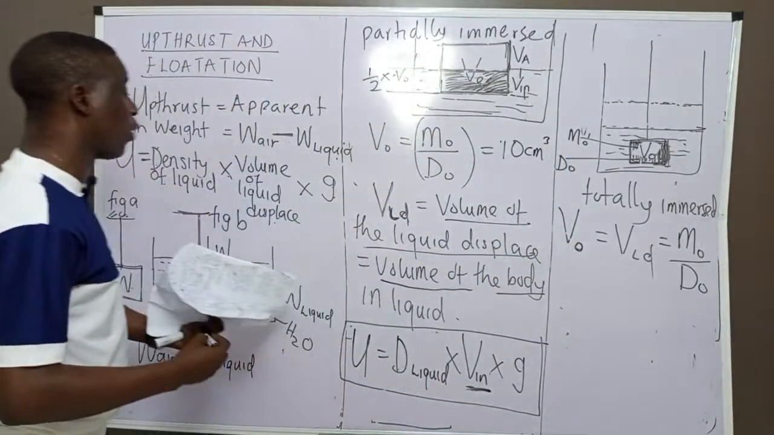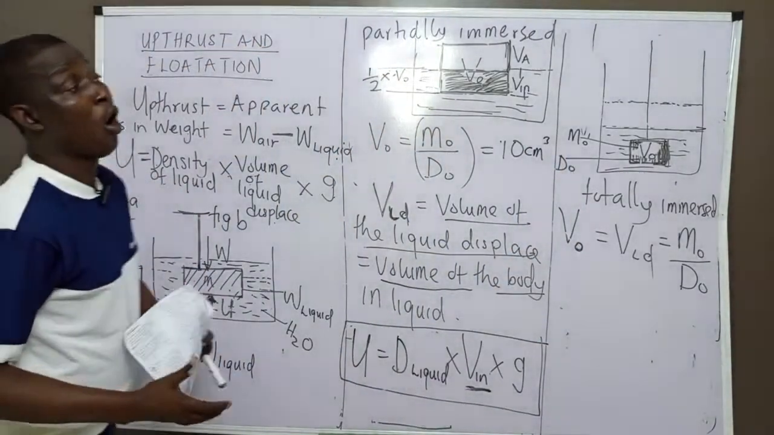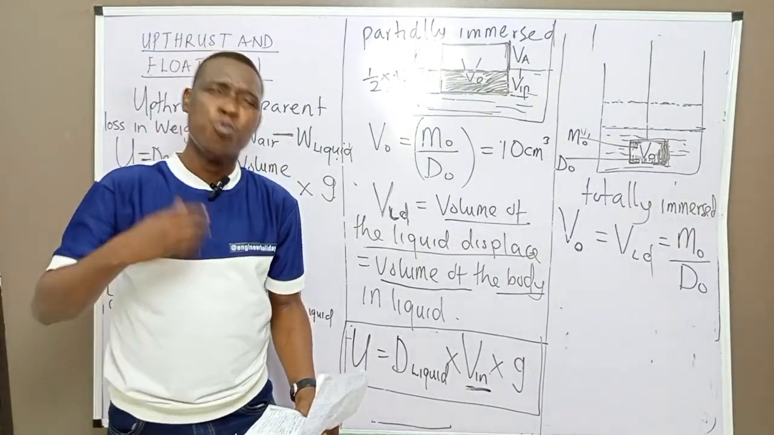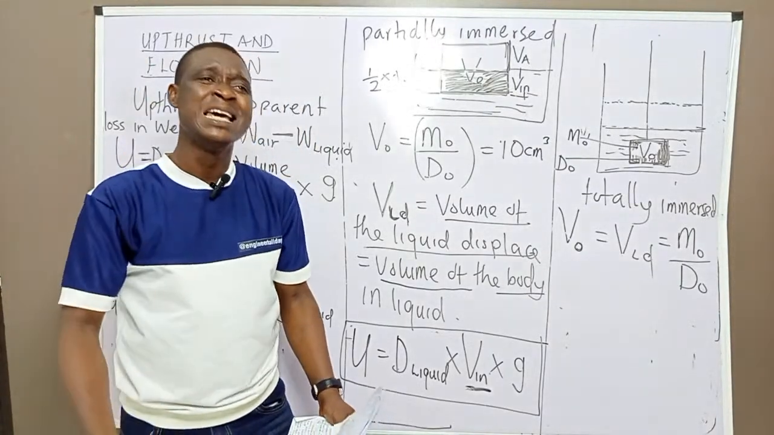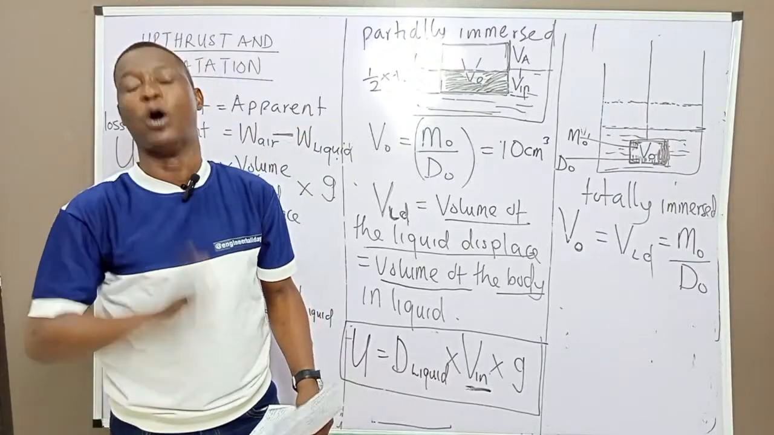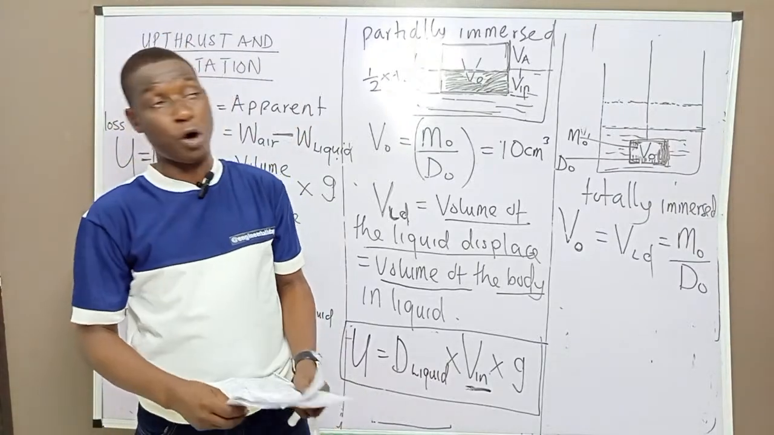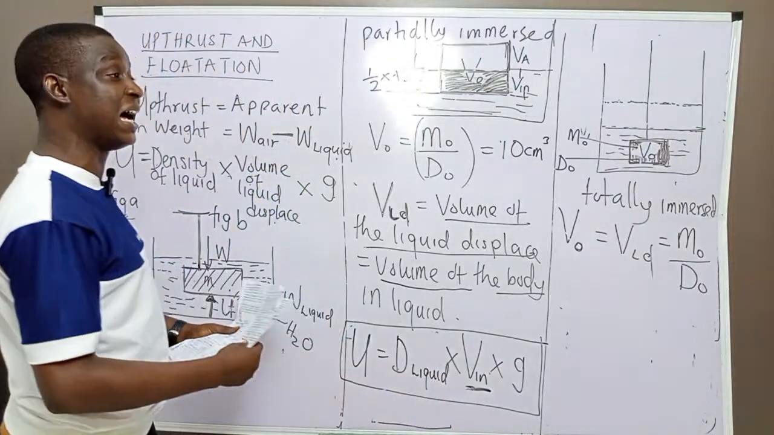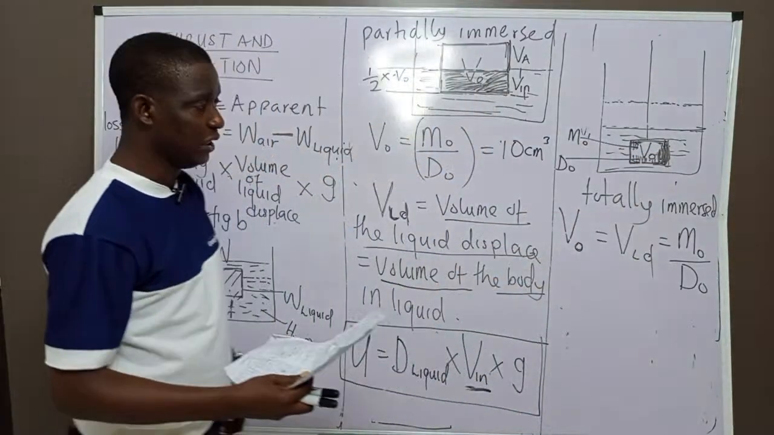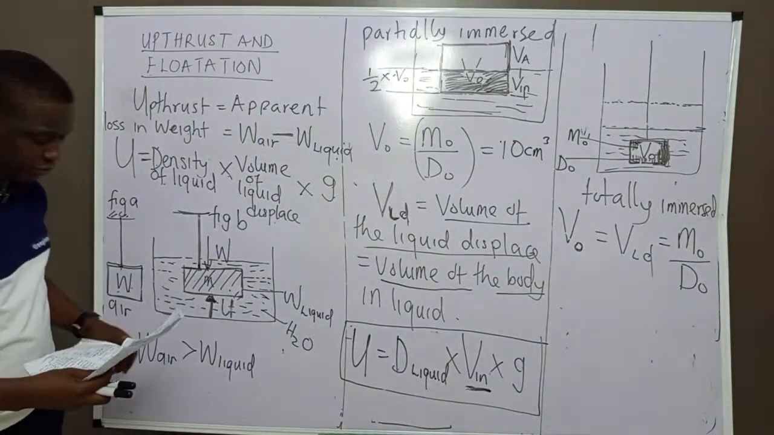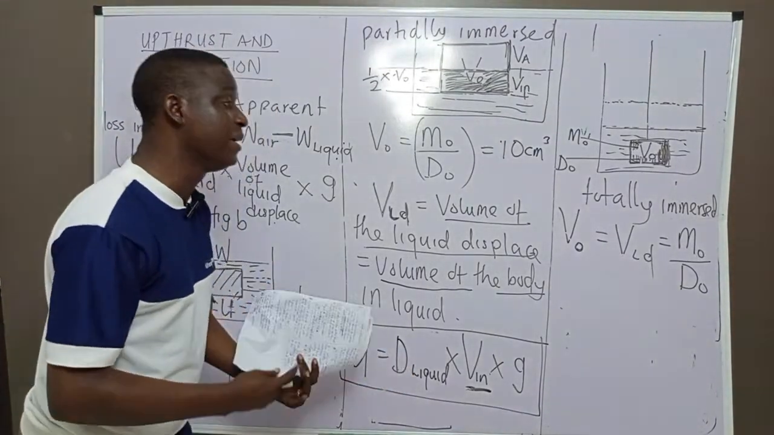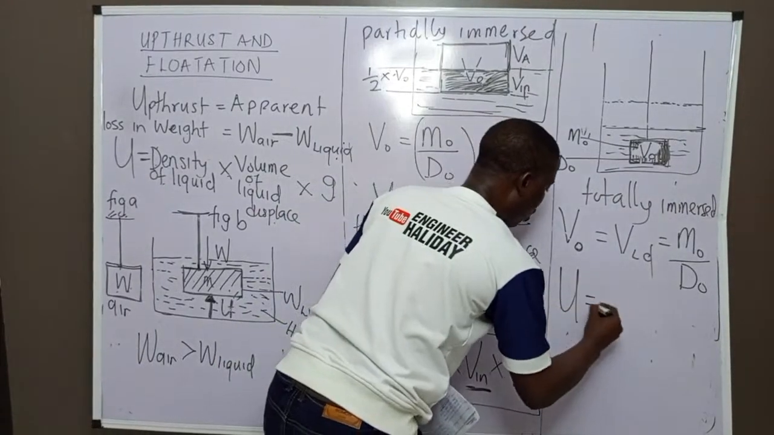Because according to Archimedes, according to Upthrust, Upthrust is saying that the volume of the liquid displaced when a body is totally immersed in water or in liquid is equal to the volume of the object. So therefore, ladies and gentlemen, boys and girls, when a body is totally immersed, it is equal to volume of the liquid displaced and it's equal to volume of the object. So I've given you the formula now, how to find it.